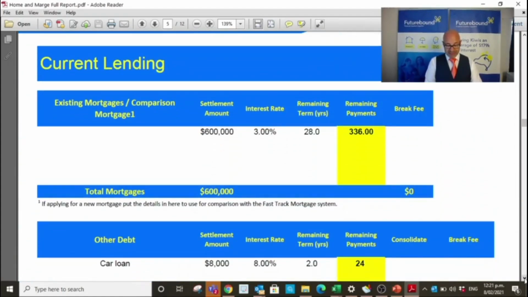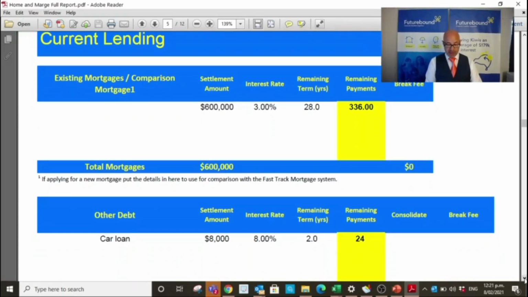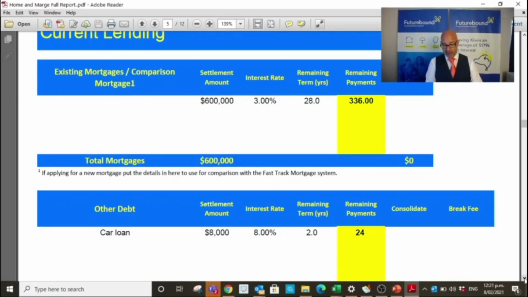So now we move on to the debts page. This is the debts page. So they've got a $600,000 mortgage, 3% is the interest rate, and they've got a current term of 28 years to go. So we've just entered their mortgage here as one loan, one $600,000 loan.